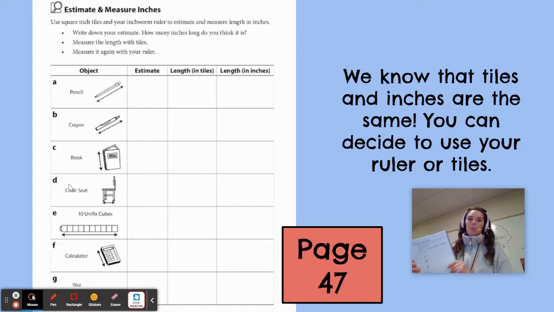When you have finished with page 47, you are going to take a picture of it and upload it on the last slide so I can take a look at your work and see the different objects that all of you chose for the last two, since you get to choose those on your own. And there you can see, I just changed the slide, that it does say you choose for letter F.